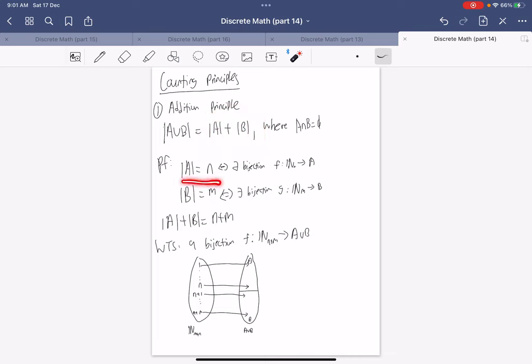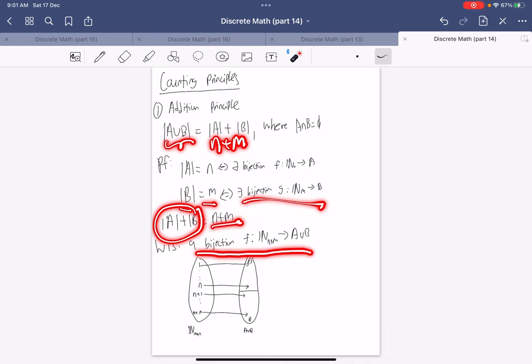Well, if the cardinality of A equals n, that means there's a bijection with the n reference set. And if the cardinality of B equals m, then there's a bijection with the m reference set. And so the cardinality of A plus the cardinality of B is equal to n plus m. And hence, we just need this set to have a cardinality of n plus m. That means there's a bijection with the n plus m reference set.